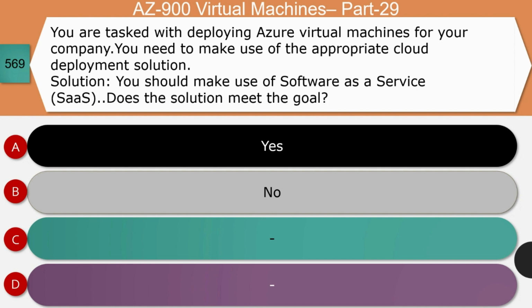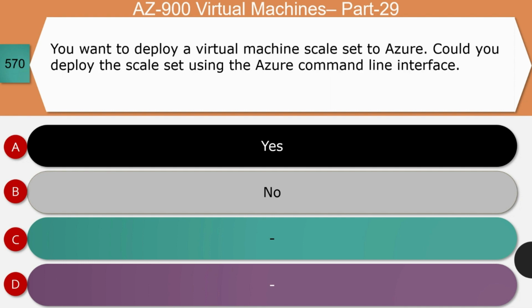Next, you are tasked with deploying Azure VMs for your company. You need to make use of appropriate cloud deployment solution. The suggested solution was you should make use of software as a service. Does the solution meet the goal? Is it yes or no? The right answer for this question is no. Again, similar to the previous question, the answer is that Azure virtual machines are under the category of infrastructure as a service, and so option B is correct.